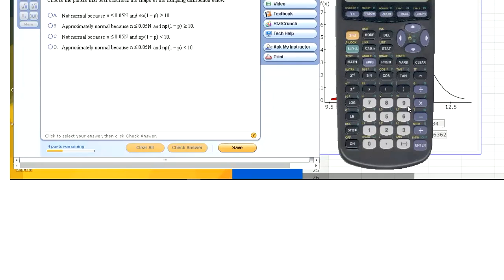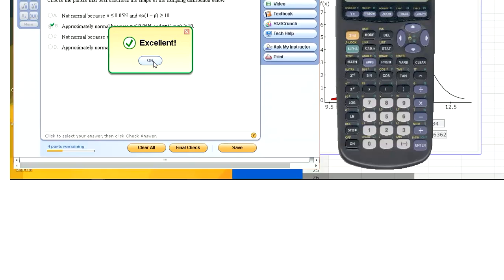Let's check the other thing. 125 times p, which is 0.2, times 1 minus p, is 20. As long as we get this number bigger than 10, and as long as the sample size is smaller than that 750, we're in good shape. So it is approximately normal because little n is smaller than 750, and because this number, 20, is greater than or equal to 10. That's what we want. So B is the answer.